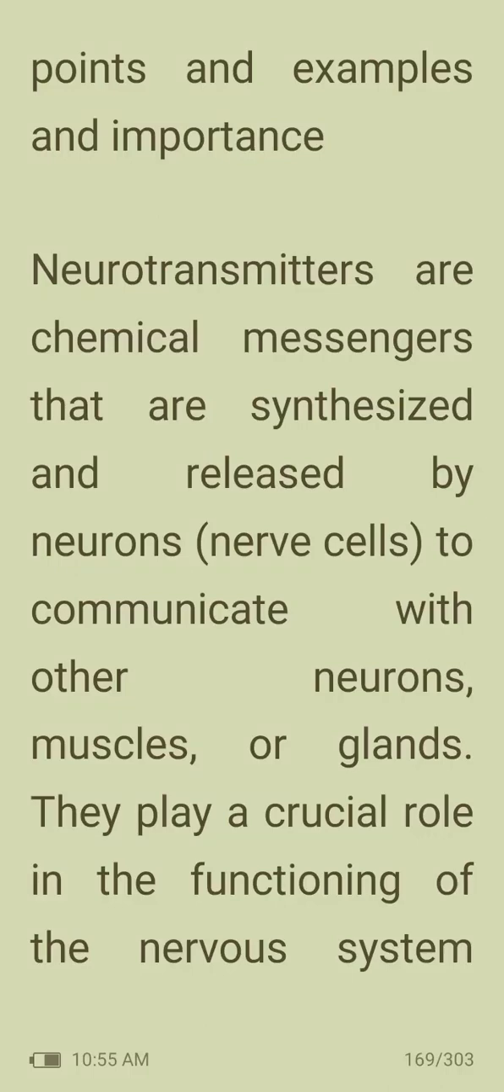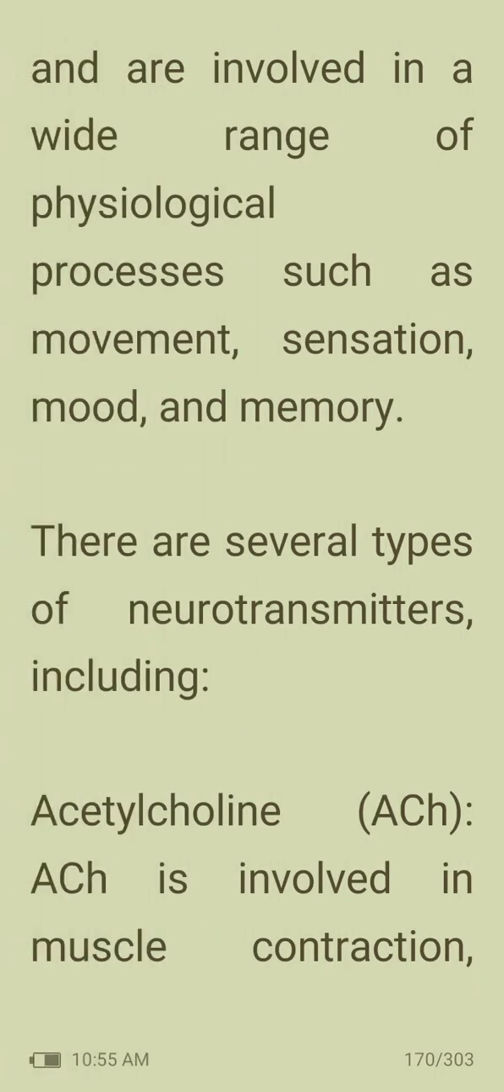Neurotransmitters are chemical messengers that are synthesized and released by neurons or nerve cells to communicate with other neurons, muscles, or glands. They play a crucial role in the functioning of the nervous system and are involved in a wide range of physiological processes such as movement, sensation, mood, and memory.